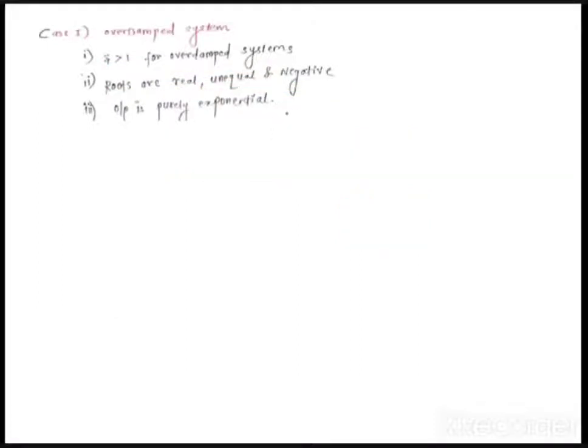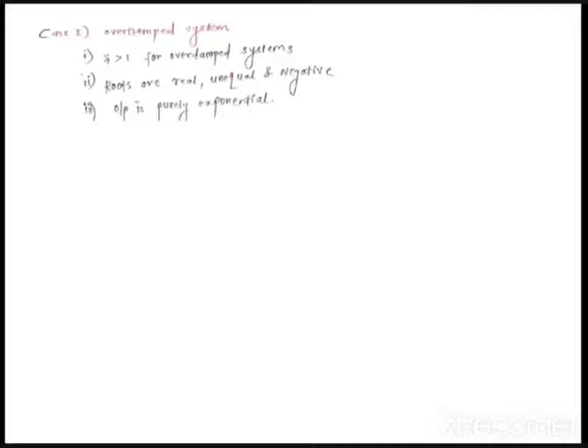Roots can be real, roots can be complex conjugate. I think you know the difference between the two. Roots can be positive, negative, equal, or unequal. Depending upon that, what is the output? Output in the transient phase is purely exponential. So an overdamped system means zeta greater than 1, roots real, unequal, and negative, and output purely exponential. These three things you should always fix in your mind.